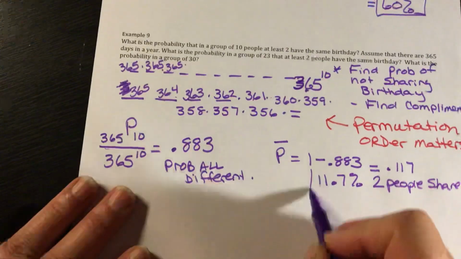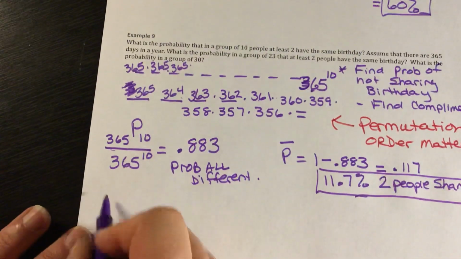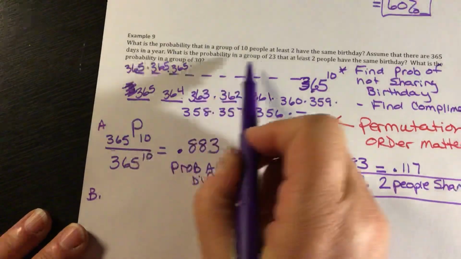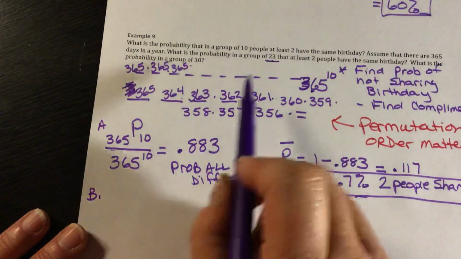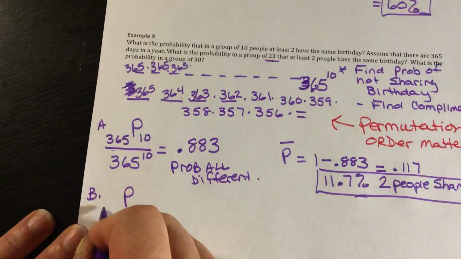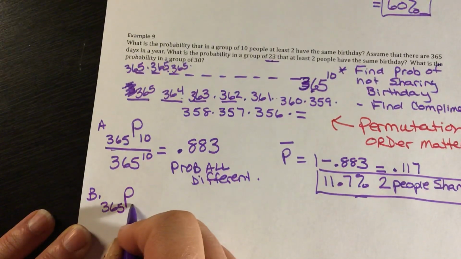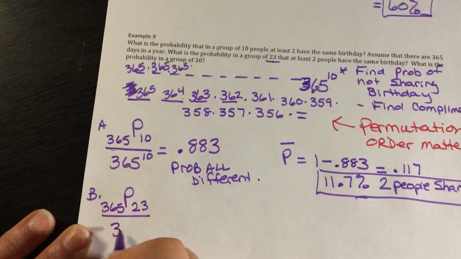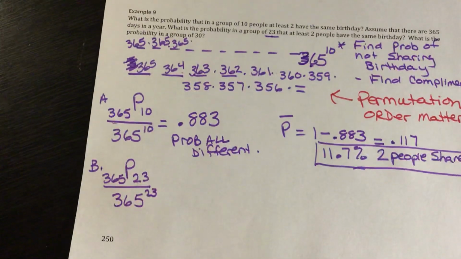All right, that was part A. Now I'm changing my group and making it bigger. Instead of 10 people, I have 23 people. So I'm still going to do the same calculations, 365. This time I'm choosing a group of 23, and this would be 365 to the 23rd power on the bottom.